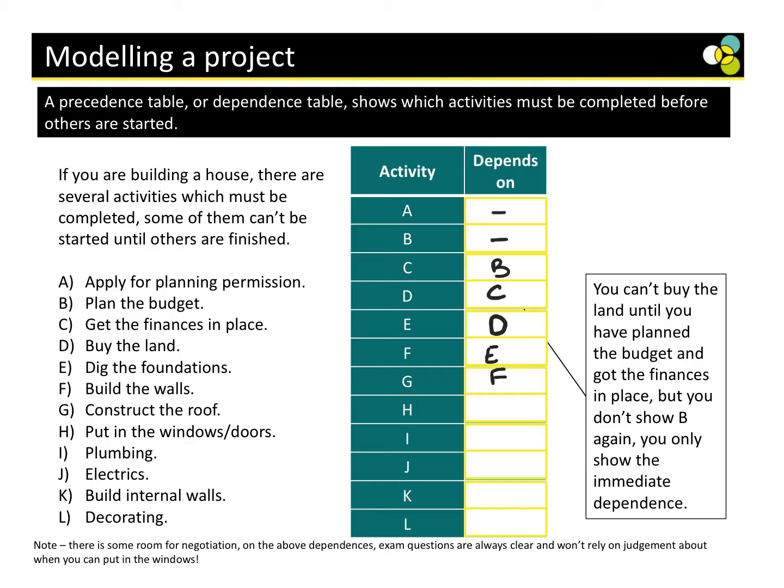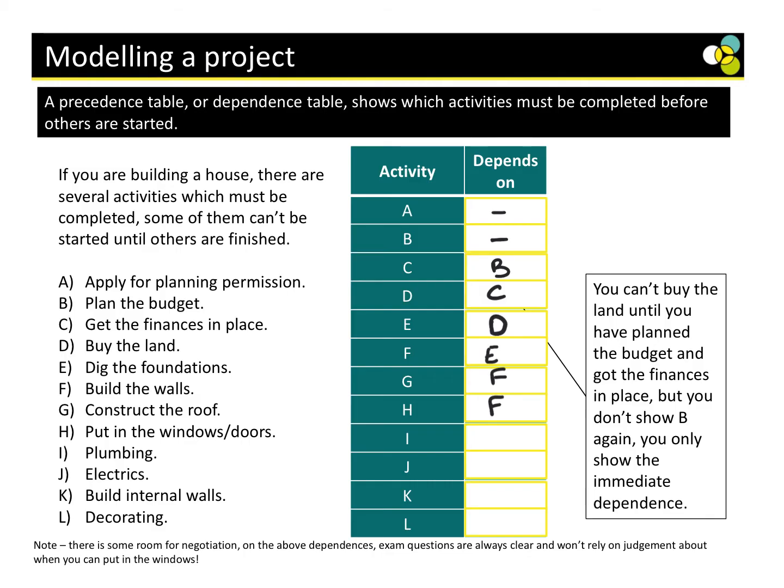Okay, put the windows and doors in. What do we need for the windows and doors? We don't need the roof for that. We just need the walls, don't we? Yeah? Okay, plumbing. Well, for the plumbing, we need to build the walls.